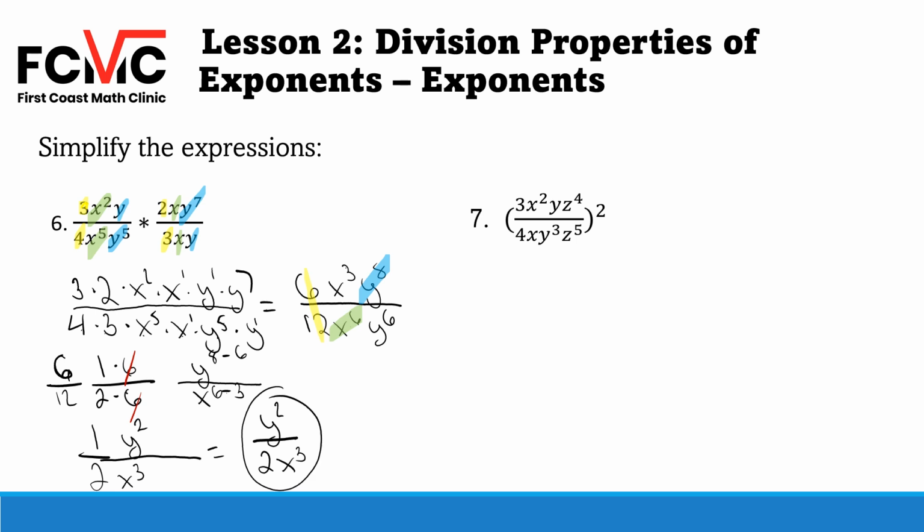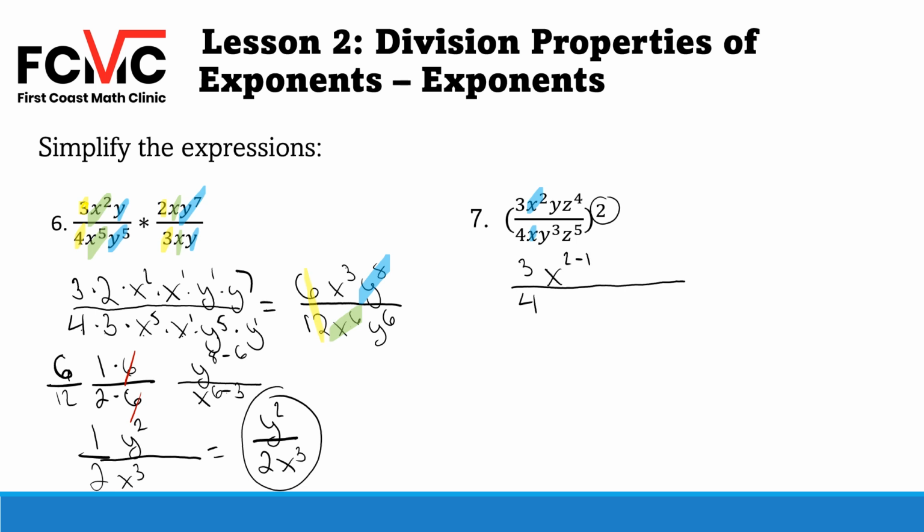Number 7, our last example. Let's simplify as much as we can inside the parentheses first, and then we'll distribute that exponent and use our quotient of powers. So we've got 3 over 4 to start. Not a whole lot we could do there. So we'll keep that 3 over 4. Our x's, we got x to the 2nd over x. So where do we have more x's? I have more x's in the numerator, so it's going to be x to the 2 minus 1.